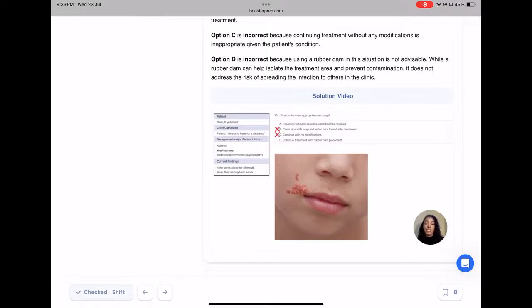So placing a rubber dam just isolates the tooth. However, it does not reduce the risk of spreading the infection to other people, including yourself. So this is incorrect. And that leaves us with option A, resume treatment once the condition has resolved.